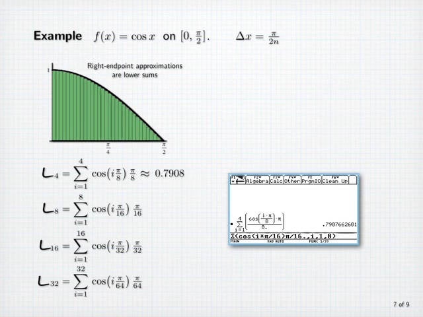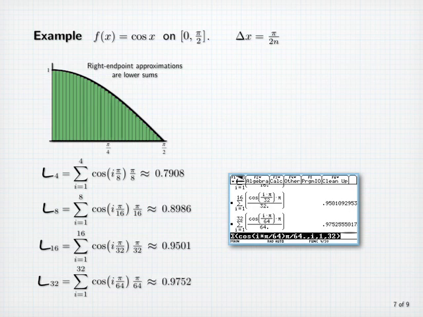Here's the command that computes L8. That's about 0.8986. This computes L16, 0.9501. And this computes L32, 0.9752.